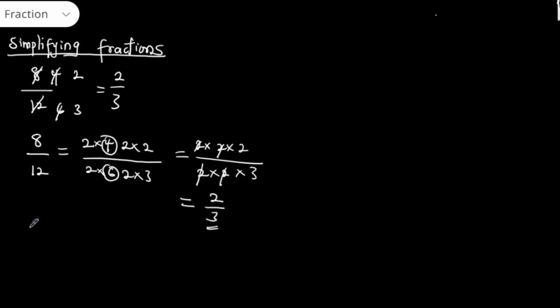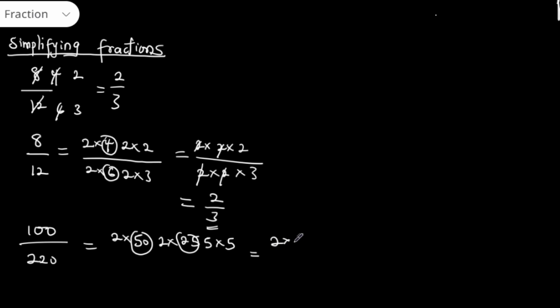Now, what if we have 100 over 220? Now we are asked to simplify 100 over 220. All we just need to do is to break down 100 as a product of its prime numbers. 100 is the same thing as 2 times 50. 50 is the same thing as 2 times 25. 25 is the same thing as 5 times 5. So that means that 100 is 2 times 2 times 5 times 5.